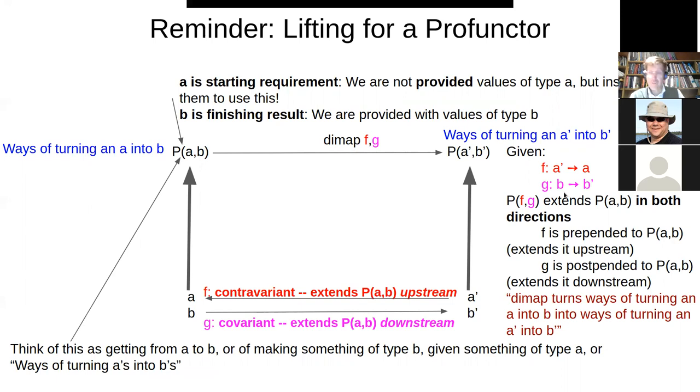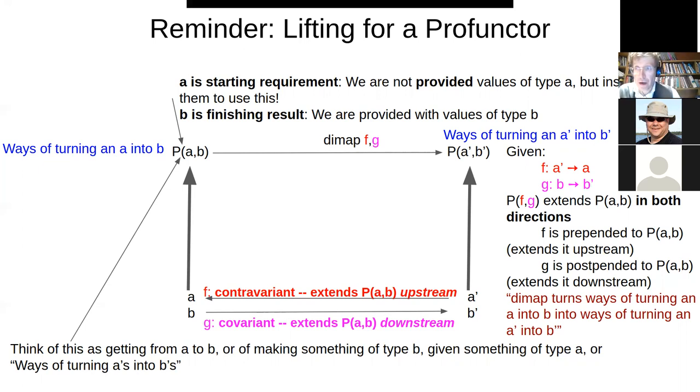You know, if we want to lift a function that maps ints to bools, say whether it's negative, for example, and we want to apply it to a list of ints to get a list of bools, it needs to be something that turns ints into bools. It goes in the same direction. We have something that goes ints to bools, and that will allow us to take lists of ints to lists of bools.